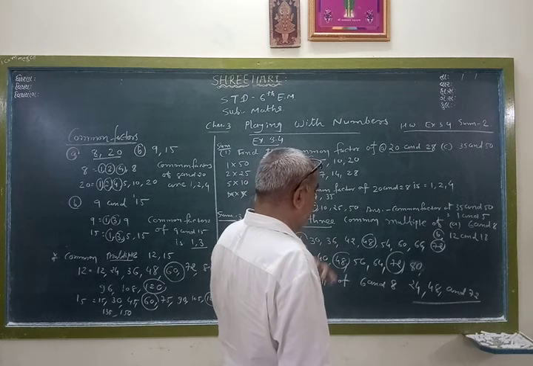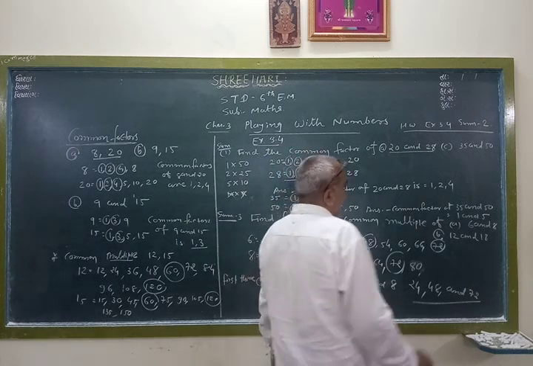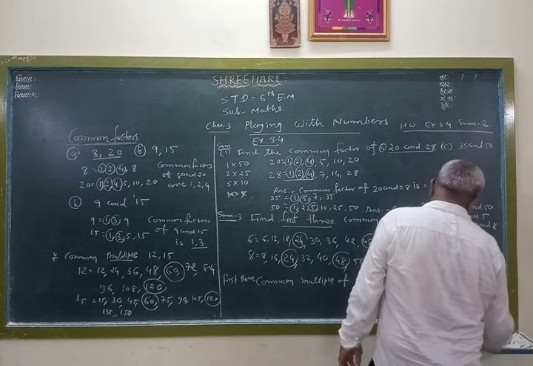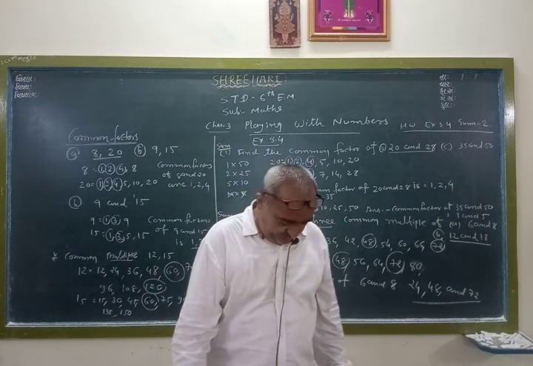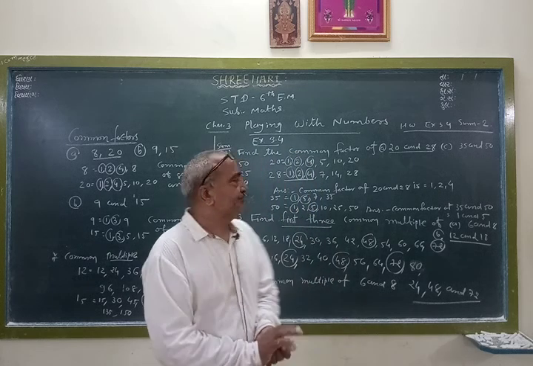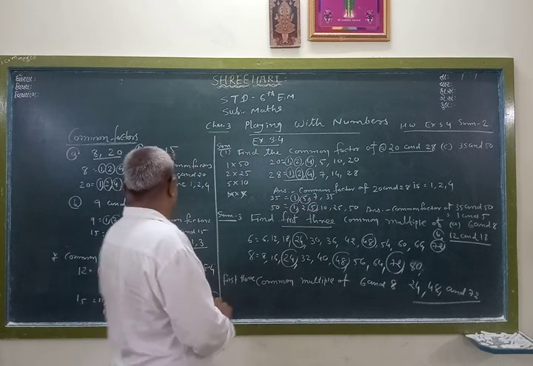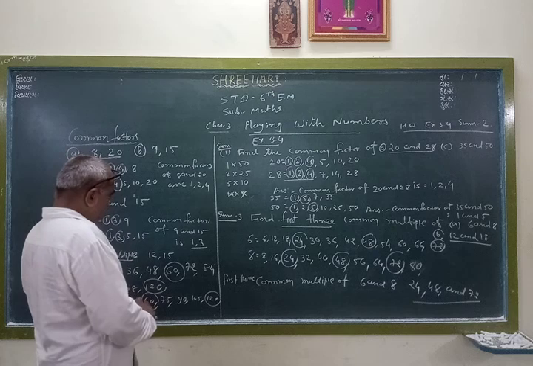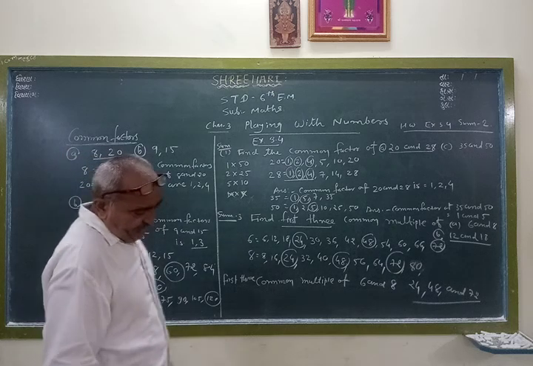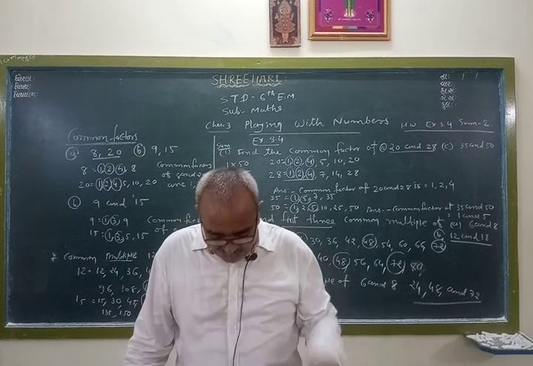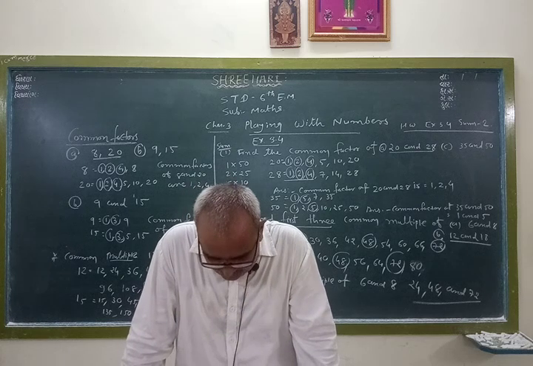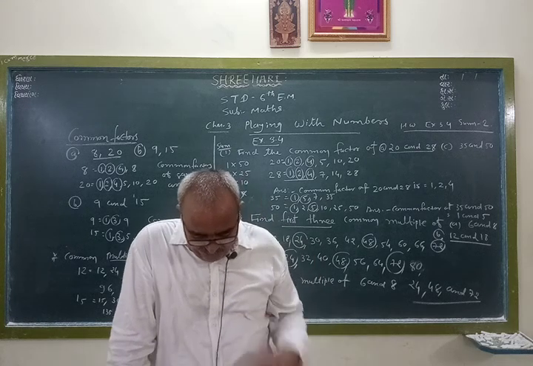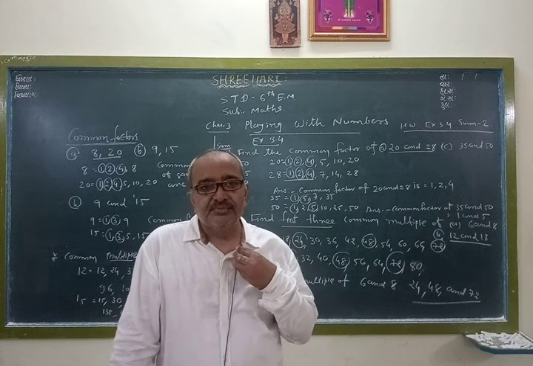Like this, you have to find the common multiples of 12 and 18. So friends, today we studied common factors and common multiples. In the next period, we will study exercise 3.4, sum numbers 3, 4 and 5. Jai Swaminarayan.